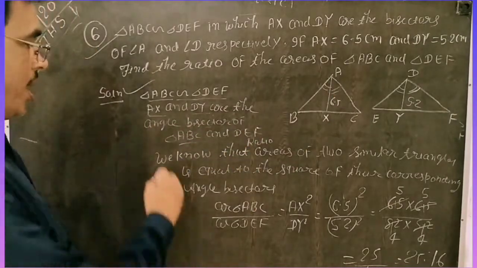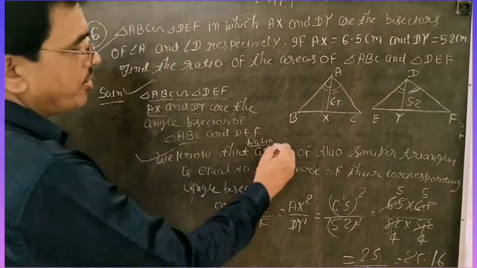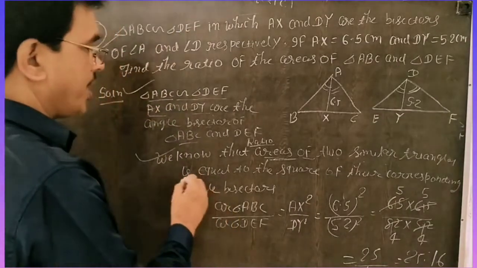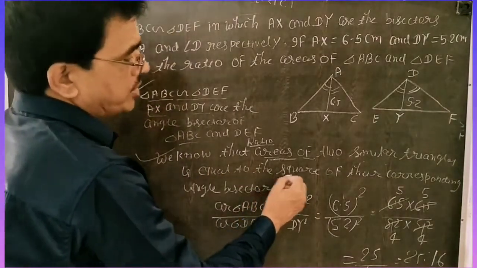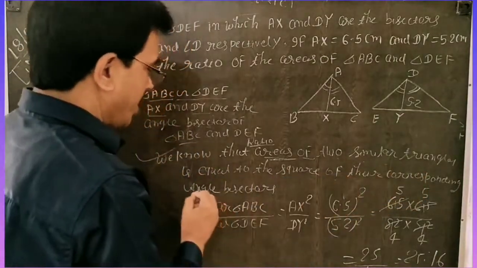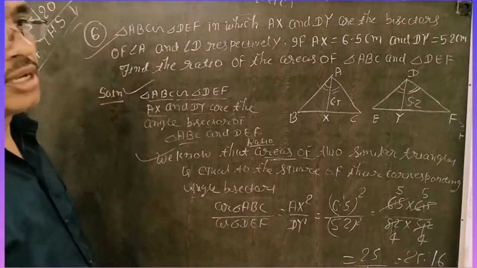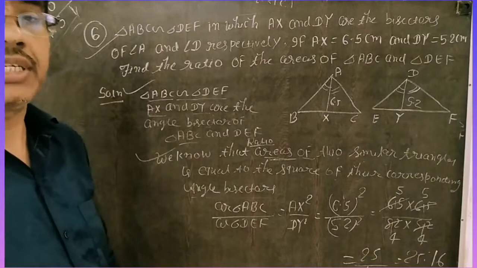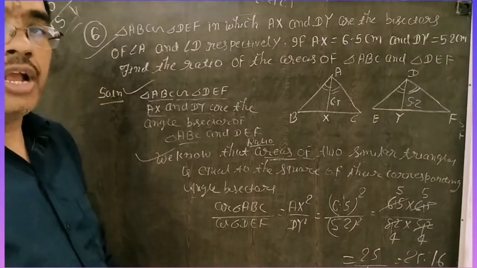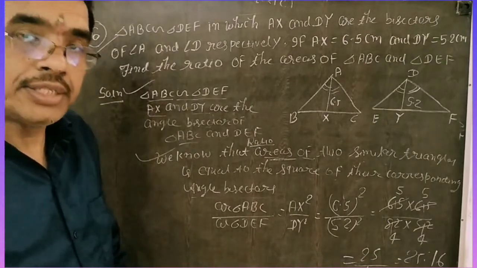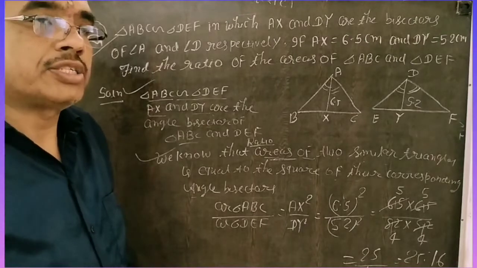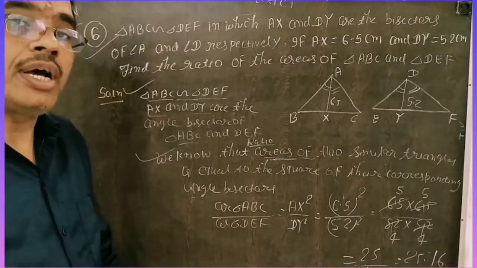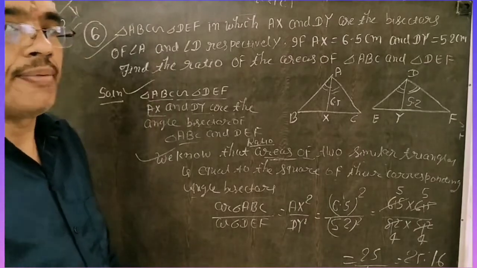And we also know that the ratio of the areas of two similar triangles is equal to the square of their corresponding angle bisectors. The ratio of the areas of two similar triangles is equal to the square of their sides, also equal to the square of their medians, also equal to the square of their angle bisectors, and also equal to the square of their altitudes. All are the same things.